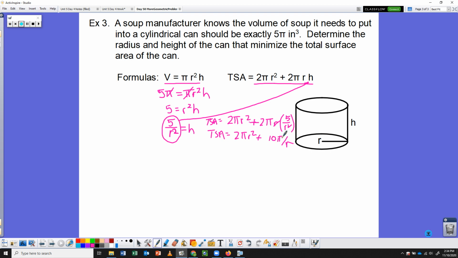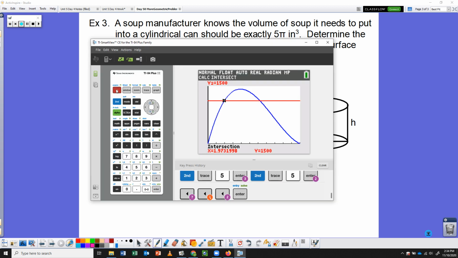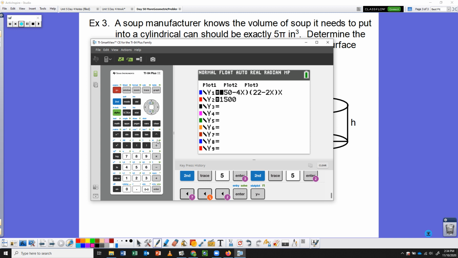Okay, so this is the formula that I'm going to want to put in my graphing calculator. And what we're looking for here is a minimum, because we're trying to minimize the surface area. The reason why this is going to work is because this equation now only has one type of letter. So let me type that into my graphing calculator.